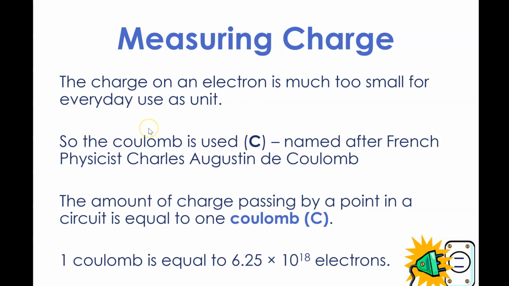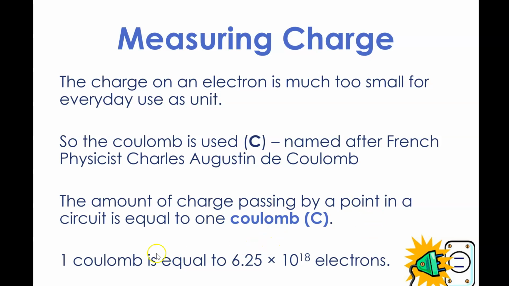A French physicist known as Charles Augustin de Coulomb came up with this idea of coulombs of charge. The coulomb is used instead as a unit of measure for charge, and it is represented by a capital C. The amount of charge passing by a point within a circuit is equal to 1 coulomb.